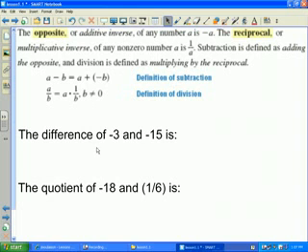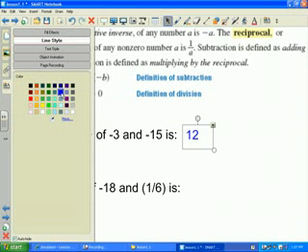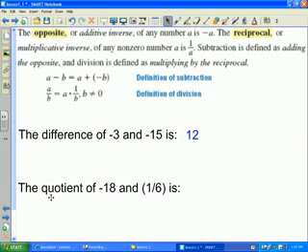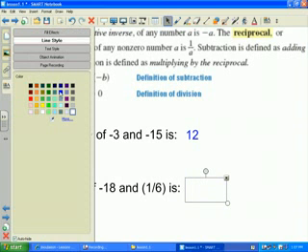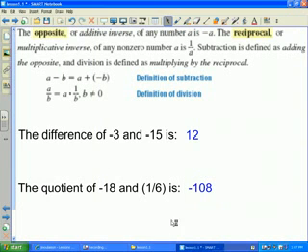So in these examples, the difference of -3 and -15, the key word here is difference. This means, what's the value if I were to say -3 minus -15? -3 minus -15, 12. The quotient of -18 and 1/6. What's the quotient? In other words, what's the value if I were to say -18 divided by 1/6? -18 divided by 1/6, -108.